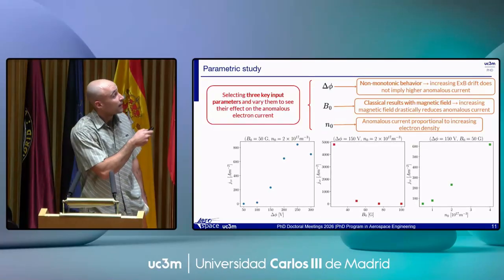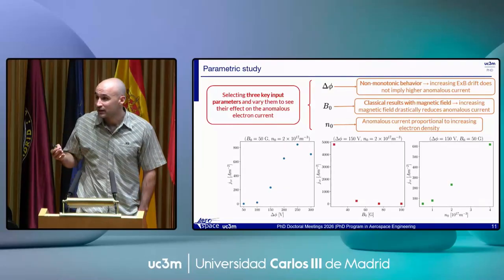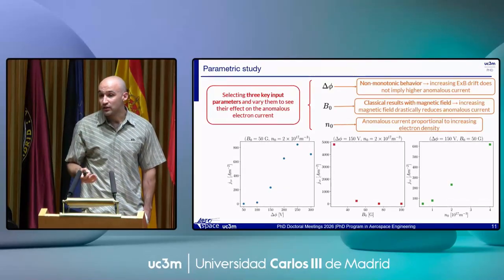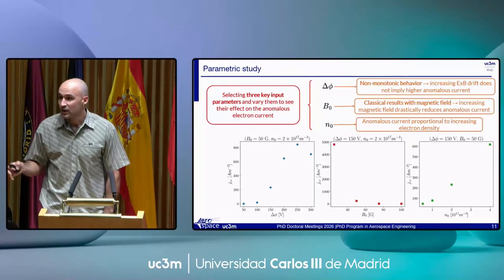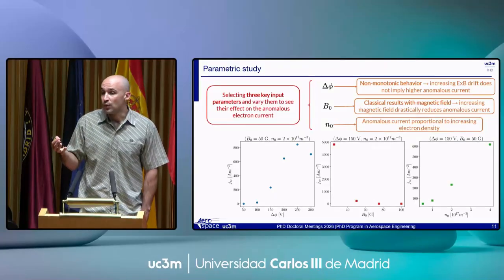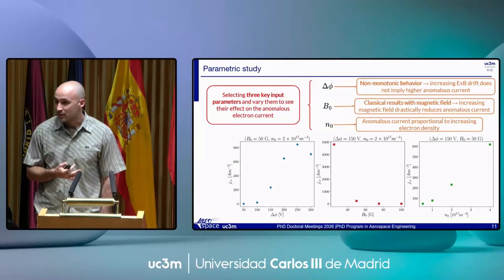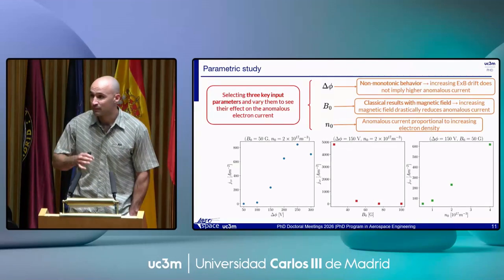not expect. On the magnetic field, you see that for higher magnetic fields, your electrons are highly confined, so your anomalous electron current starts to decrease very drastically, which is something surprising because on a Hall thruster, you have higher magnetic fields than the one that I'm simulating here, but you also have magnetic field gradients, so maybe that can play a role.